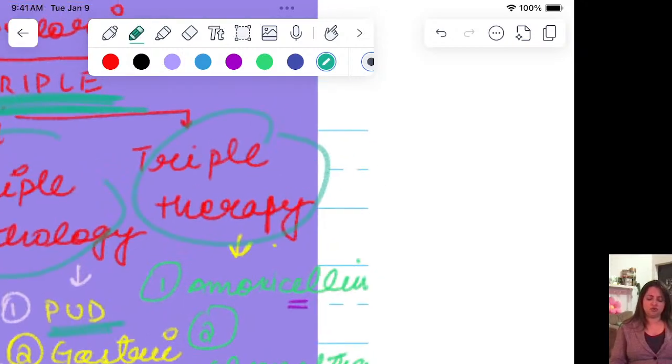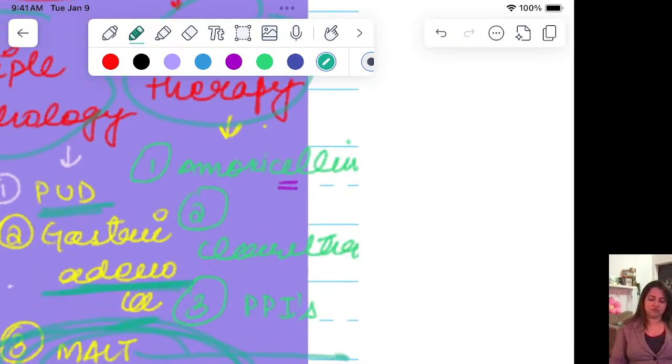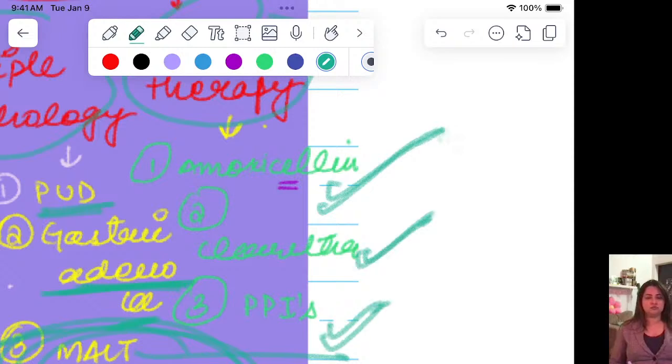Triple therapy, this is what we have for the management of H. pylori. Eradication के लिए है हमारे पास. Triple means 3 drugs. So number one is amoxicillin, then we have clarithromycin, then we have PPIs. Okay. We have quadruple therapy also where we add the bismuth.